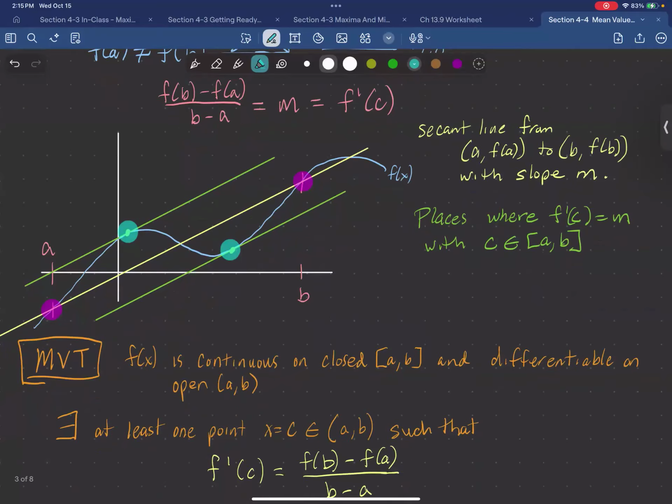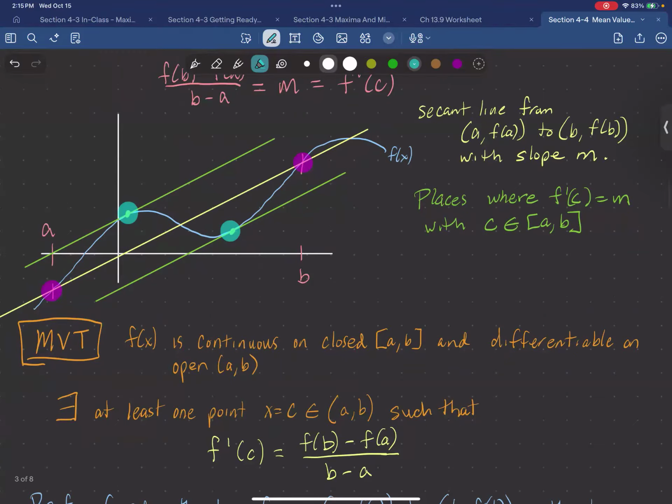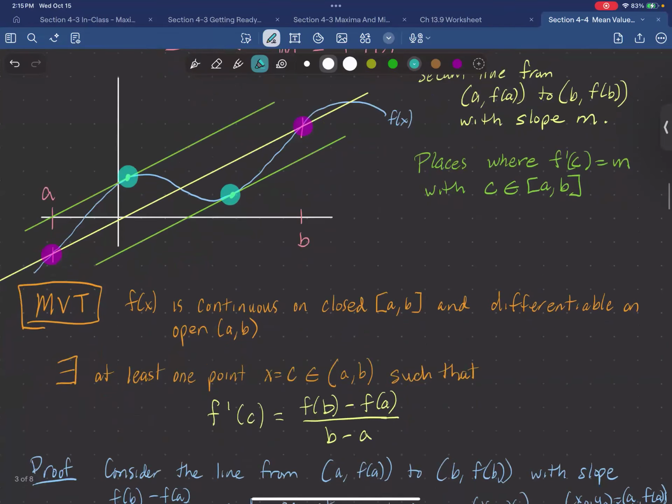So let's look at the mean value theorem. f of x is continuous on the closed interval [a, b] and differentiable on the open interval (a, b). There exists at least one point where x equals c in the interval (a, b), such that f prime of c equals f of b minus f of a over b minus a. The proof of this involves using Rolle's theorem. Let's take a look at it.